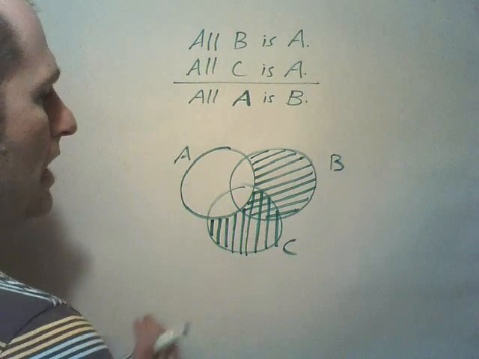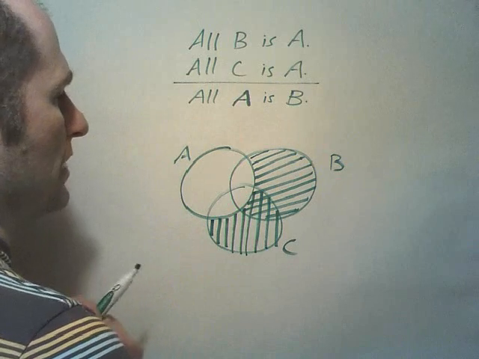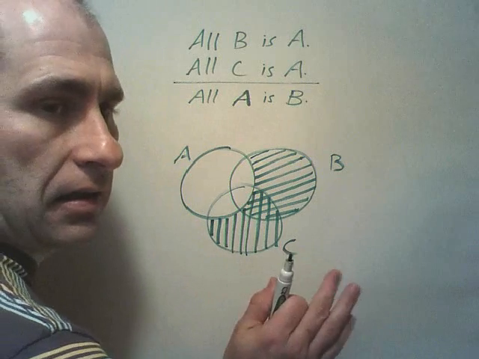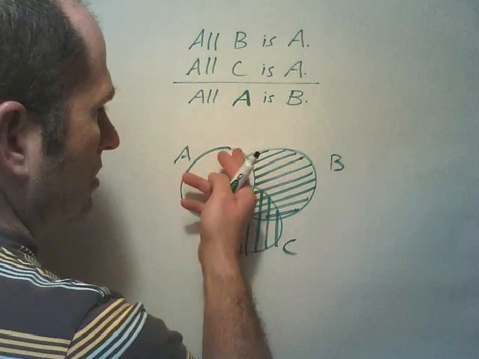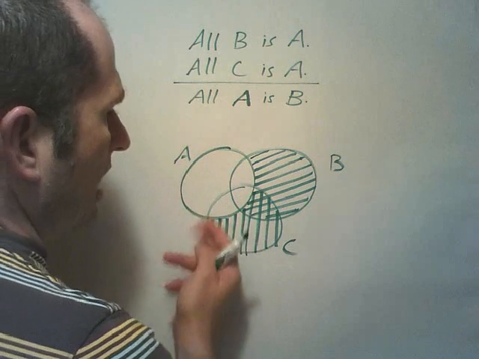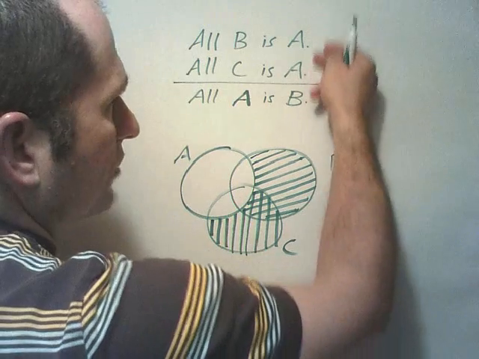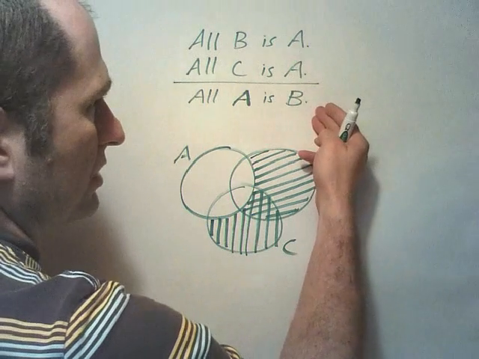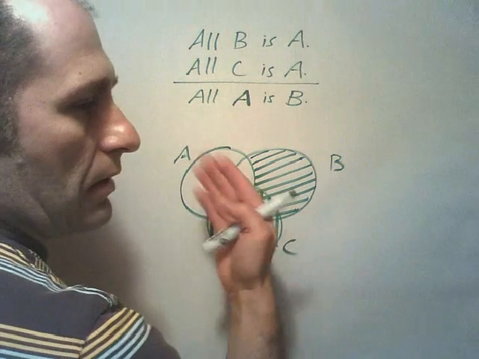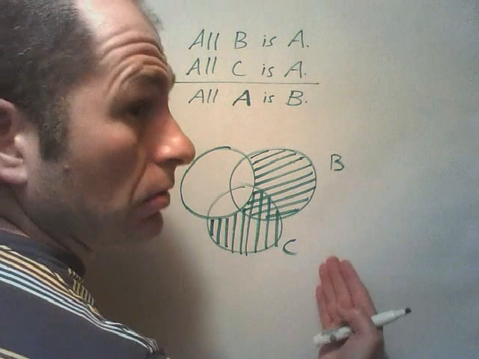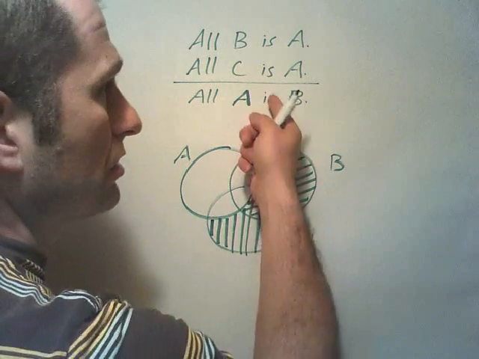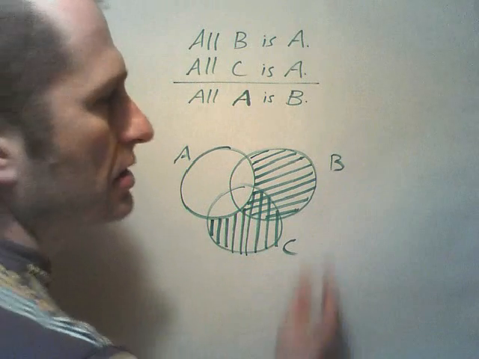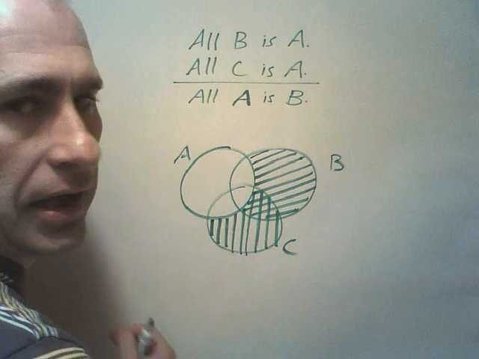Now look at the conclusion. All A is B. If that were to be valid, then this would have to be shaded out. In drawing the first two premises, if the conclusion by default gets drawn too, then the argument is valid. But you see, the conclusion is not properly represented down here in the picture. It didn't get drawn, so this is not valid.